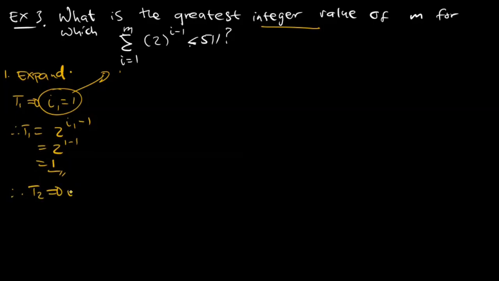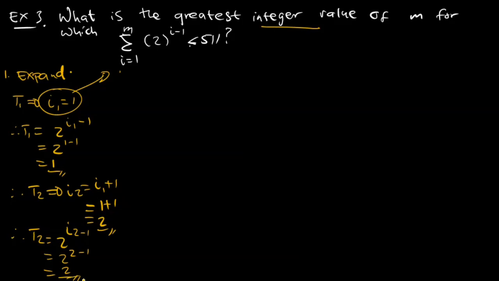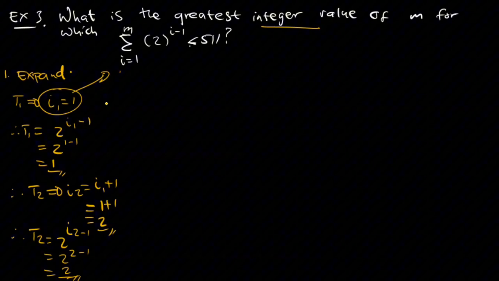You do the same thing for T2. What do we know? I2 should be I1 plus 1. Okay, so what is I1? I1 was 1. 1 plus 1 is 2. Therefore, T2 will be, take the expression as is, 2 exponent I2 minus 1. I2 is 2, 2 minus 1. So this will give you a 2, right? So you know T1 and T2.